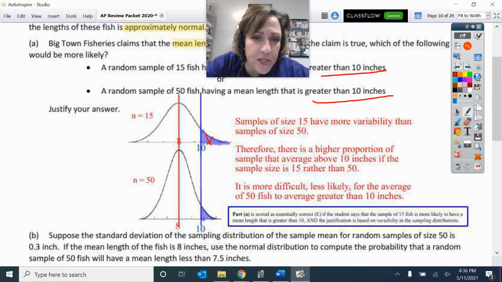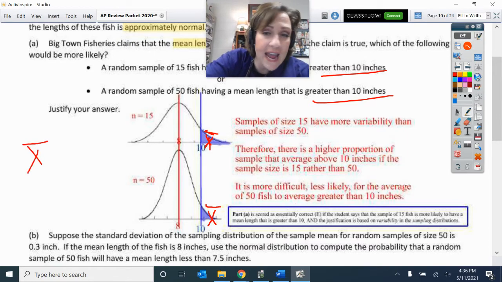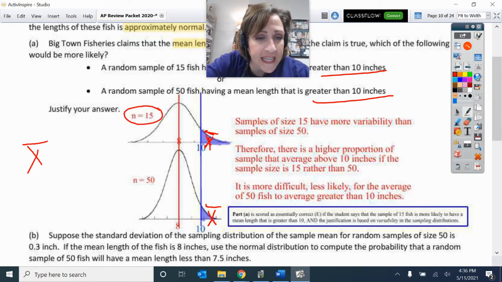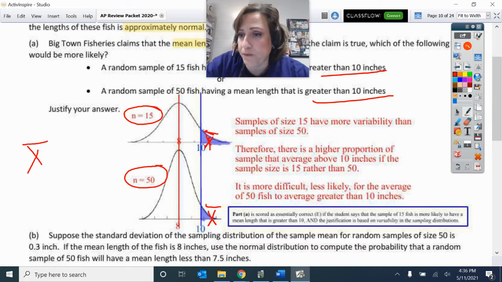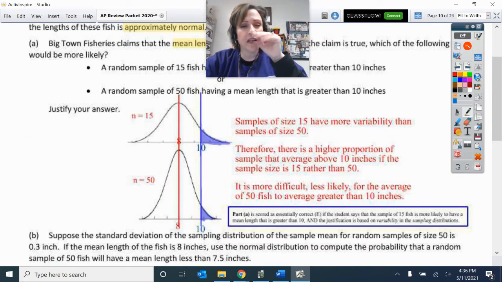So this is a sample of 15 fish and their average length. This is a sample of 50 fish and their average length. So each one of these X bars is an average of fish and their lengths, whether it is 15 fish up here or 50 fish down here. All right, so to get credit here, the question was which is more likely.